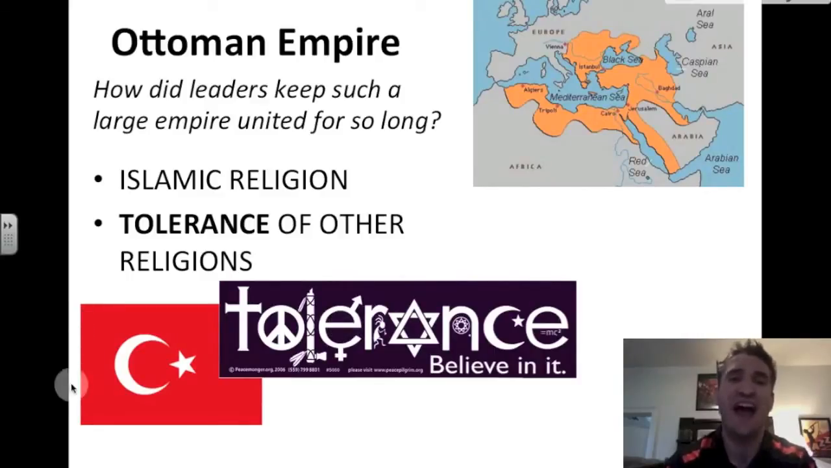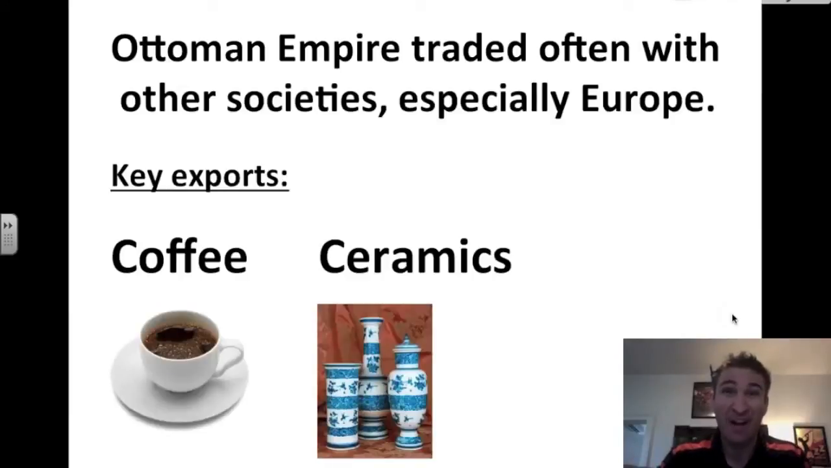This is the flag of the Republic of Turkey, and on it is the logo for the religion of Islam, the crescent moon and star. And that shows you how important Islam was to the Ottoman Empire. How did the Ottoman Empire interact with Europeans? Well, the Ottoman Empire traded often with other societies, especially Europe and its merchants. And the two key exports for the Ottoman Empire were coffee and ceramics.